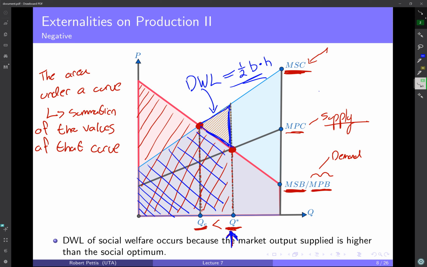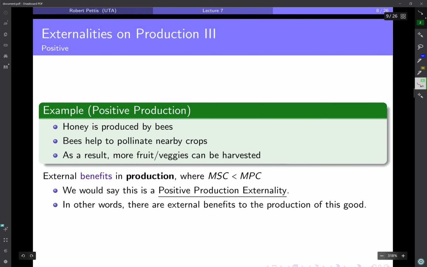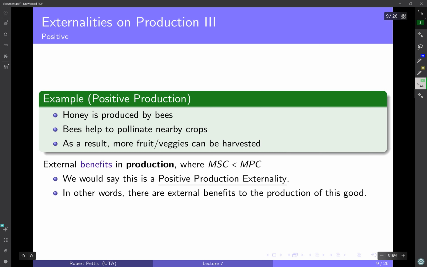However, there's only four different types of externalities, so if you prefer to just memorize them, I'm not going to blame you for that. Okay, so let's continue on with production externalities, and this time let's talk about a positive production externality.